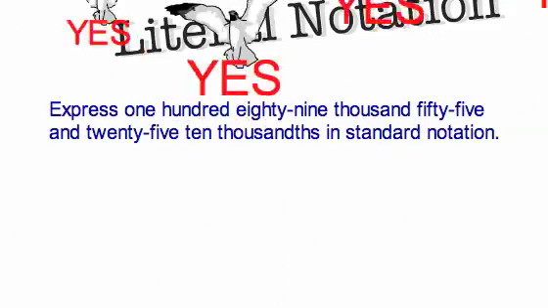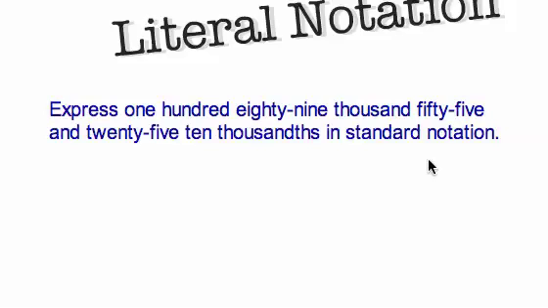Express 189,055 and 25 10,000ths in standard notation. Okay, this is going to be fun. So 189, and we make sure the 9 is in the thousands place. 55. Notice I can't just go 55, because that doesn't make the 9 be in the thousands place, right? That makes the 9 be in the hundreds place. So to make sure that it's 55, and not 550 or 505, we have to put a 0 in the hundreds place.